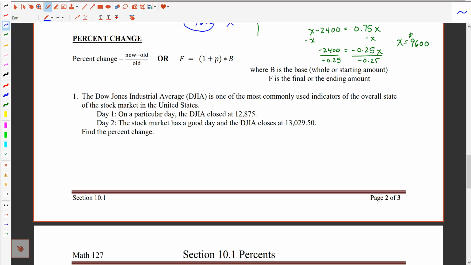The next topic we're going to look at is percent change. Now for percent change, there's two different ways that amounts can change over time. So amounts can either go up or they could go down. If the amounts are changing by going up, we would call that a percent increase. Or if the amounts are going down, we could call that a percent decrease.